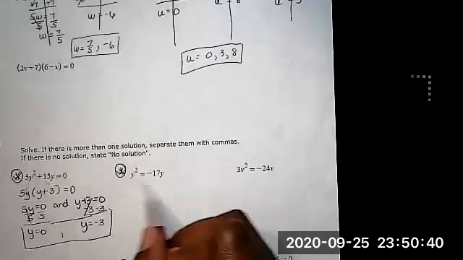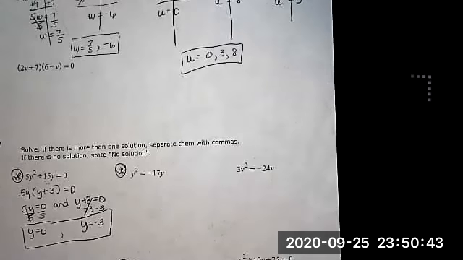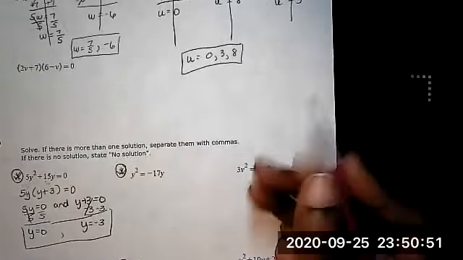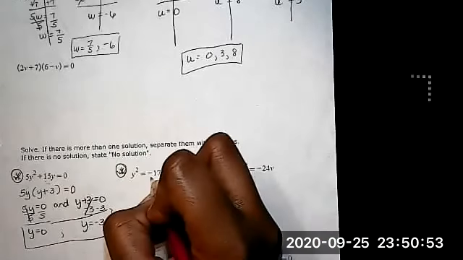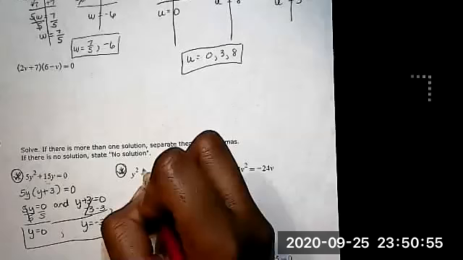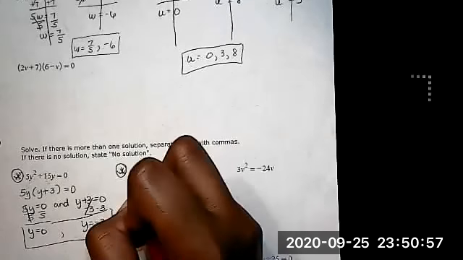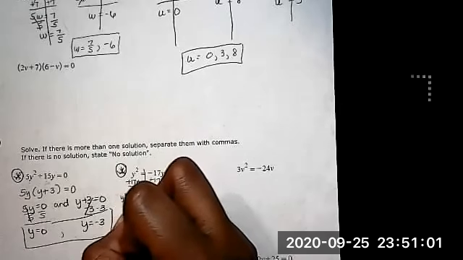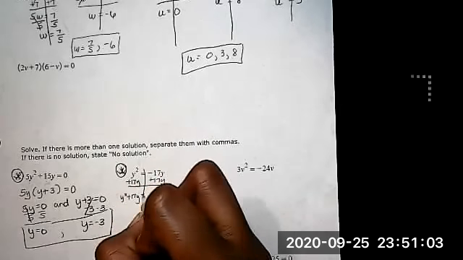And let's move on to this one. And you can see how this is kind of separated. y squared equals negative 17y. I'm going to put them all on the same side so that I can get to what I need to get to by adding 17y to both sides. When it does that, it becomes y squared plus 17y equals 0.